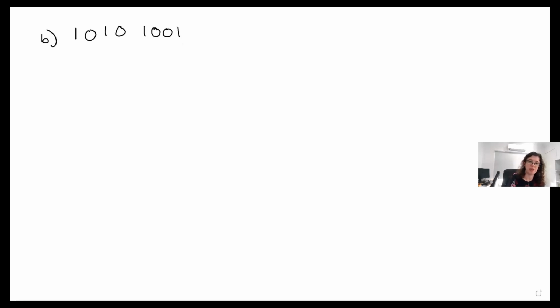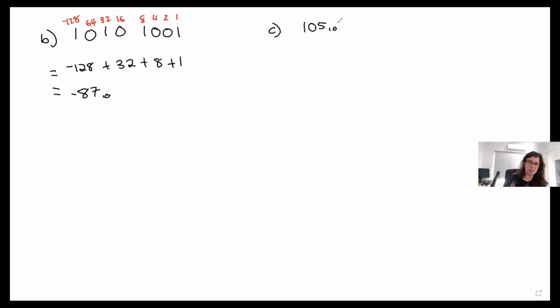So again, helpful to put the place values in. So for 2's complement, it's the same as usual, except for the very last one is now a -128. So when we convert this, we have -128 plus 32 plus 8 plus 1. So all of the bits that are switched on are added up, and that gives us -87 with a base of 10.